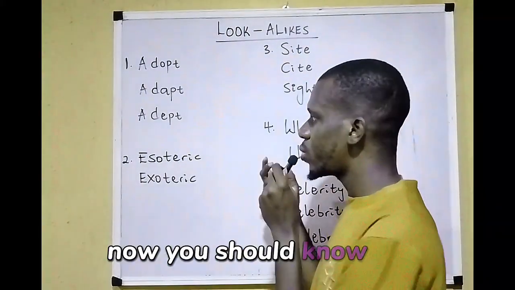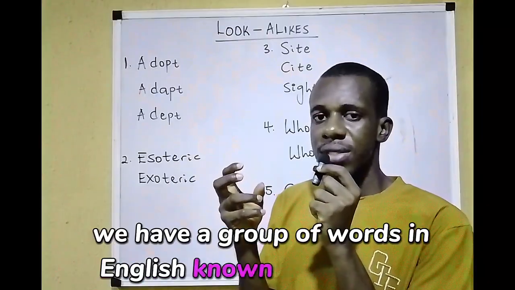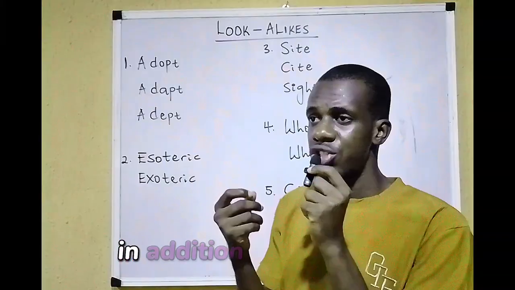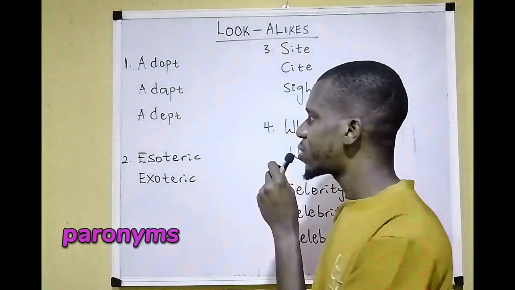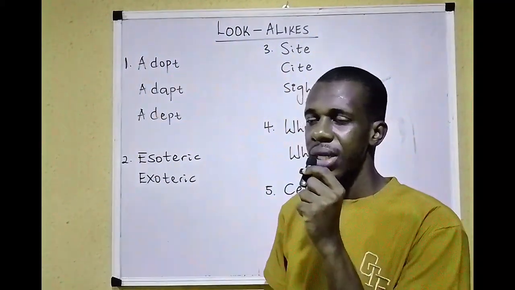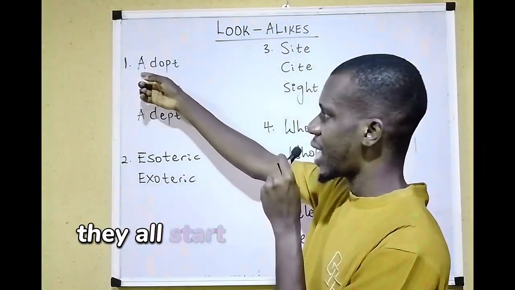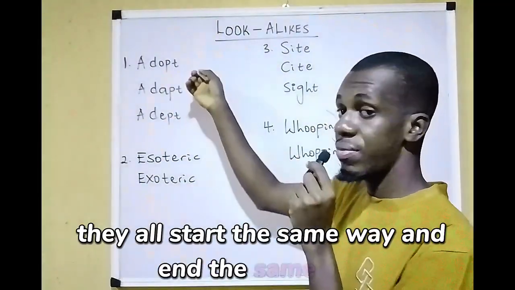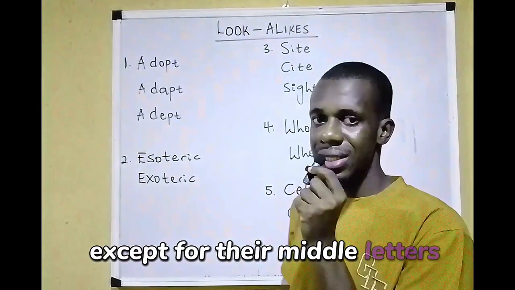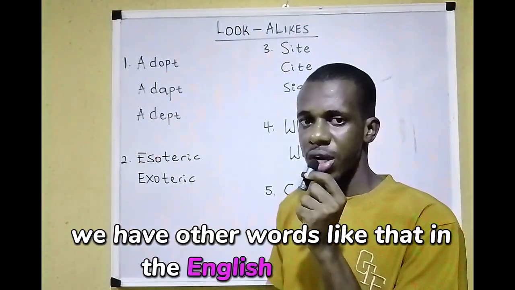Now, you should know that we have a group of words in English known as paronyms. Let me tell you about this in addition to homonyms. Paronyms are words that have the same formation pattern. That is to say, just like you see here, they all start the same way and end the same way, except for their middle letters. We have other words like that in the English language.